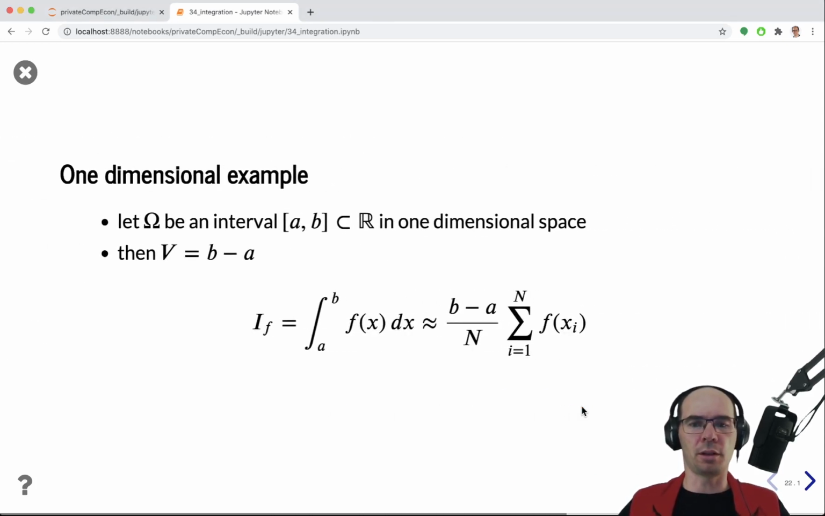Let's look at a one-dimensional example to make it absolutely clear and easy. So if our omega is just an interval of R, just an interval in one dimension, then this v, the measure of the set, is just the distance, or length, should I say, b minus a. And now we are calculating a one-dimensional integral between a and b, and that can be approximated with b minus a over n, and then the sum, or b minus a times the average functional value.